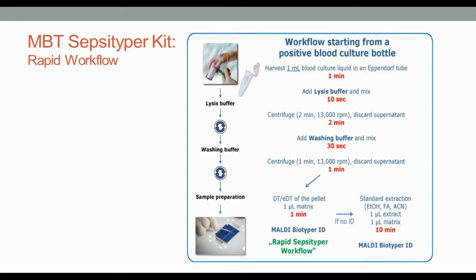The supernatant is discarded, and some of the pellet is transferred to 2 spots on the target plate. Formic acid is added to one of the spots, and then both spots are allowed to dry. A matrix is placed on each of the spots and allowed to dry. The sample is now ready to be placed into the instrument and tested. If no identification is obtained, an extraction may be required in order to get an identification. The extraction causes disruption of the cell wall of the organism prior to putting it on the target plate.